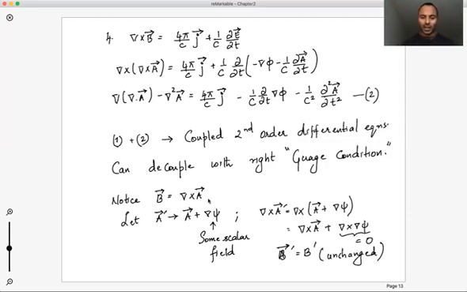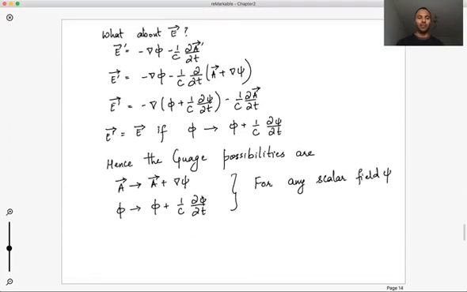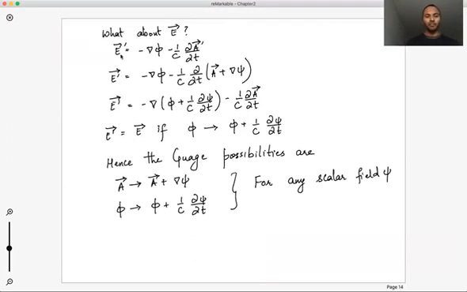Right, so I can always add a gradient of any scalar field to A, and the magnetic field doesn't change. Okay, what about the electric field? So I have the electric field here, and I'm going to find the primed electric field, where I've made this substitution, taking A prime equal to A plus the gradient of some scalar field. You can expand that out, and you can see that this is the old electric field we had, minus 1 over c dA by dt.